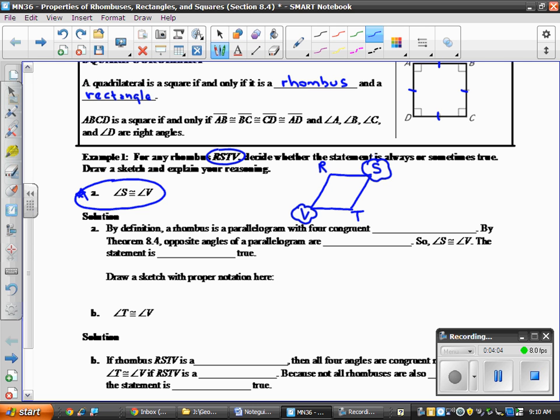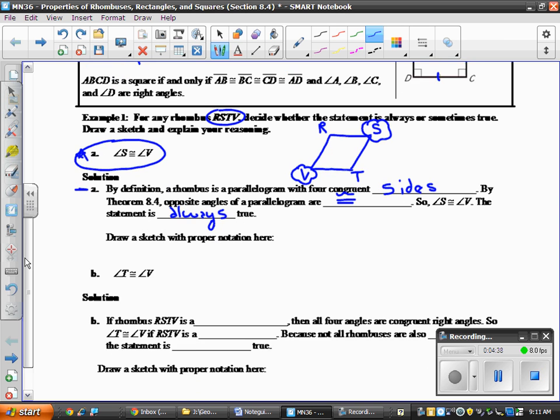So down here in the solution, letter A, it says, by definition, a rhombus is a parallelogram with four congruent sides. By theorem 8.4, which you don't need to know the specific name for, opposite angles of a parallelogram are congruent. And this is kind of getting back into that note guide from last section. So angle S is congruent to angle V. The statement is always true. Otherwise, it's not a parallelogram. If it's not a parallelogram, then it wouldn't be a rhombus.